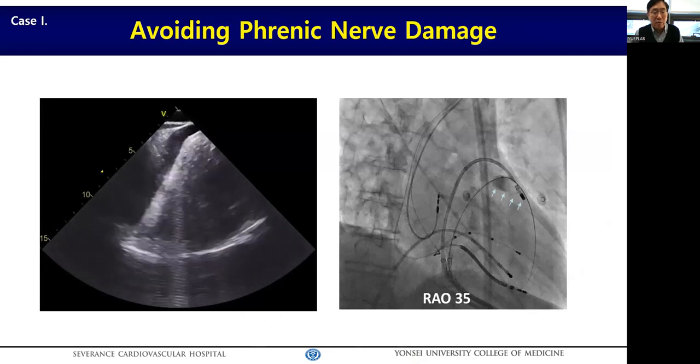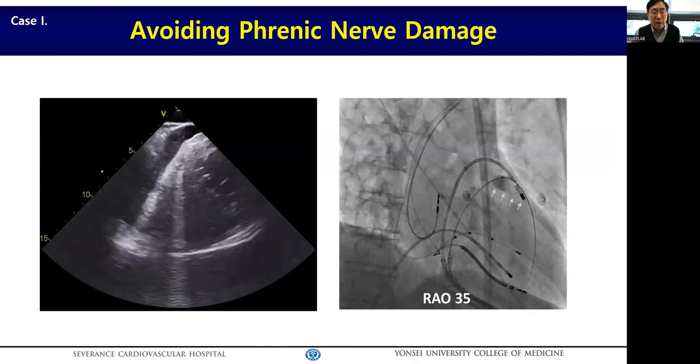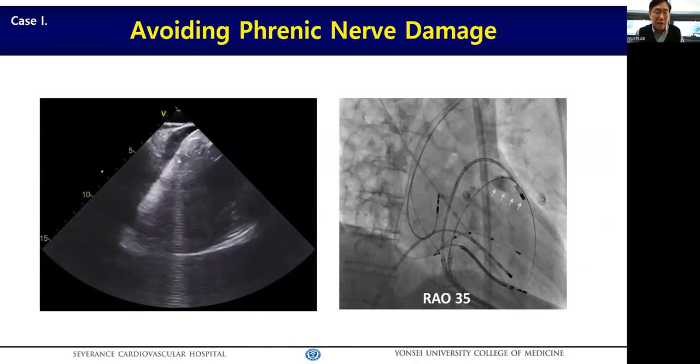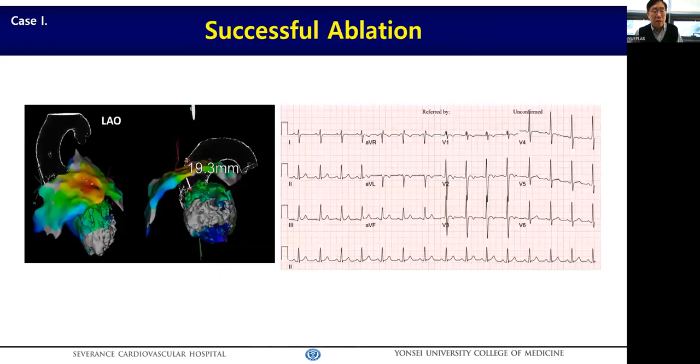But if capture threshold is higher than 5 mA, or there is still risk of injury after filling the pericardial saline, you need to use large volume to separate epicardial surface from fractional nerve. We could eliminate PVC at the epicardial target site after pericardial saline filling, and we finished the case with happy ending.